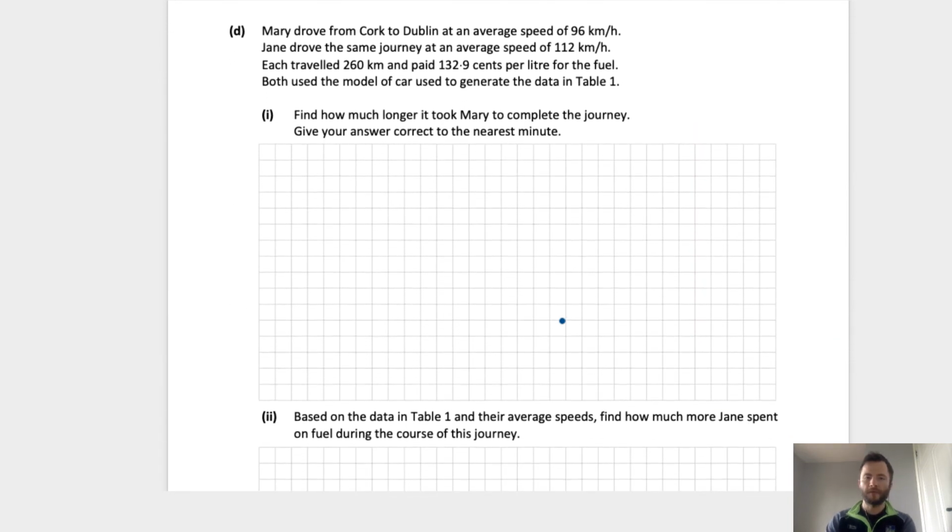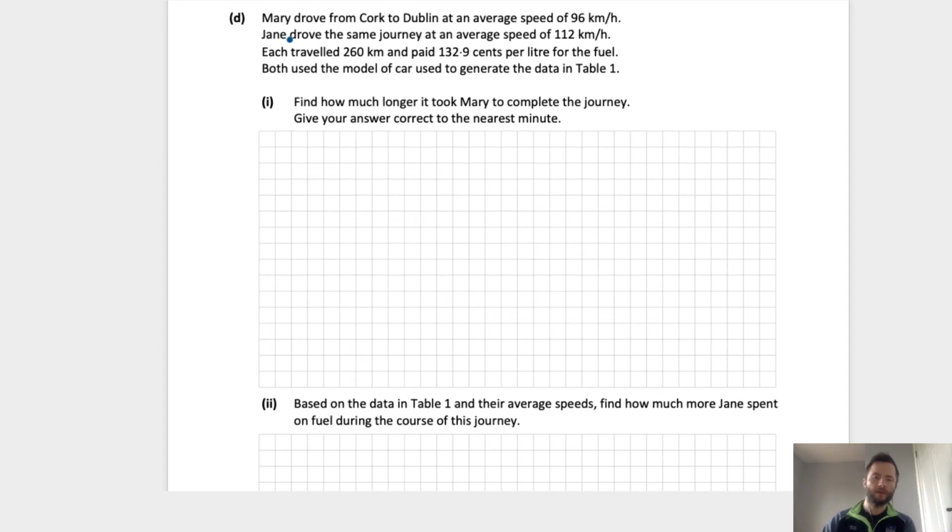So then continuing with this question, we're talking about Mary, who drove from Cork to Dublin at an average speed of 96 km per hour. Jane drove the same journey at an average speed of 112 km per hour. Each traveled 260 kilometers and paid 132.9 cents per liter of fuel. Both used the model of car used to generate data in table 1. We have to find how much longer it took Mary to complete the journey.